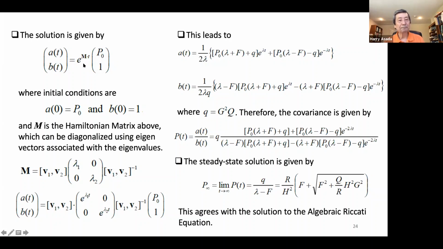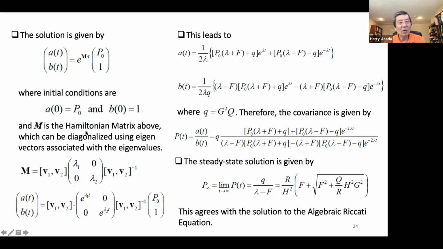Through this state transition, you arrive at time t, at A and B in this expression. And M is the Hamiltonian matrix, okay? You have to provide the two initial conditions. This initial condition is clever because P equals A divided by B, right? B is set to be 1, and A indicates the P value. So this is a clever way of doing this.